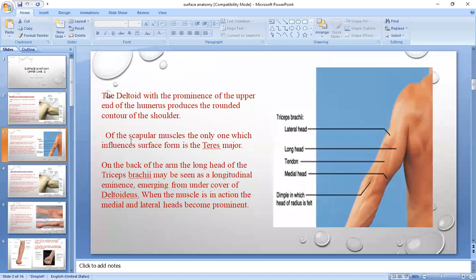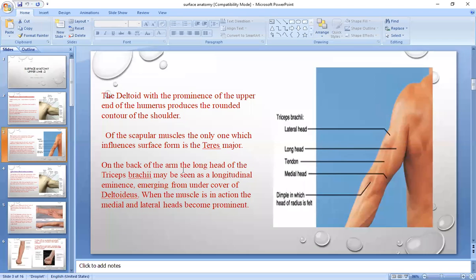Of the scapular muscles, so many muscles are there on the dorsal aspect. What are those muscles? Supraspinatus, infraspinatus, teres minor, teres major. Out of all scapular muscles, one muscle forms an influence on the surface. What is that muscle? Teres major. Here this teres major is forming the posterior axillary fold.